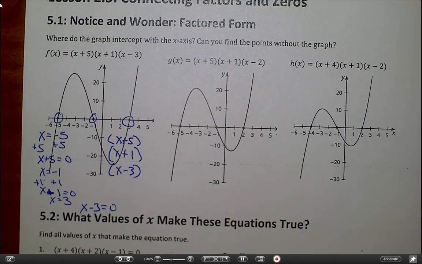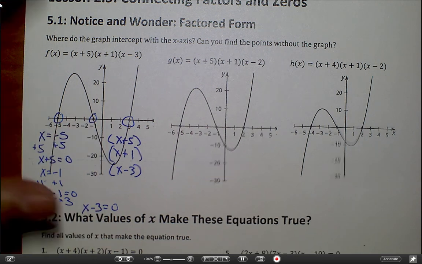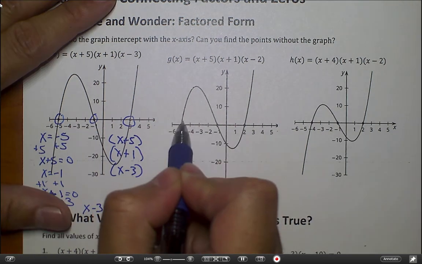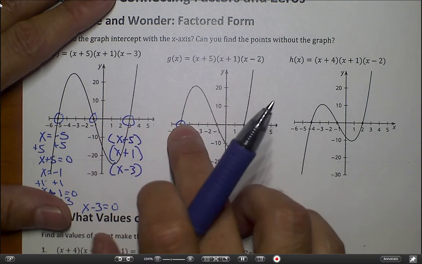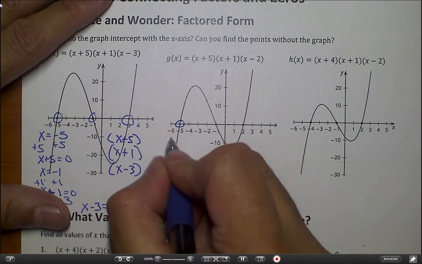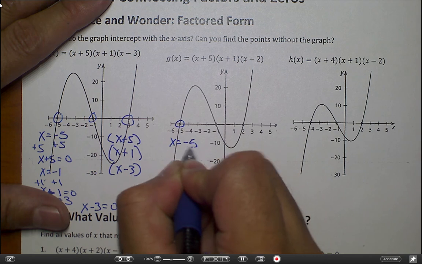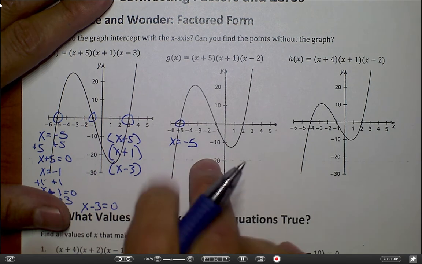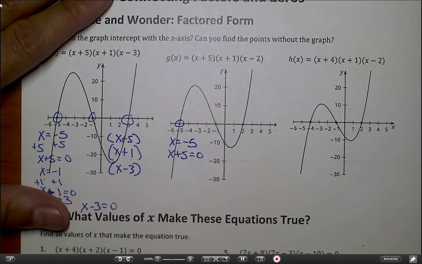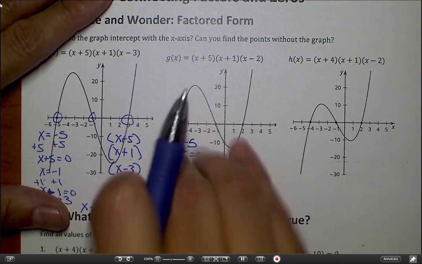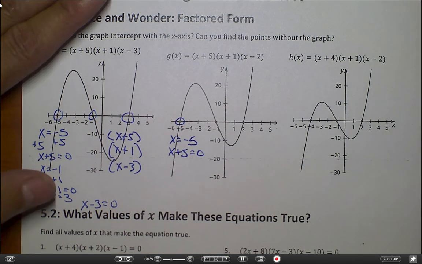Anyone have any questions? We did something basic here. All right, so let's take a look at this next one now. This one right here. X equals negative 5, right? So if I have x equals negative 5, add 5 to both sides, so I get x equals 0.